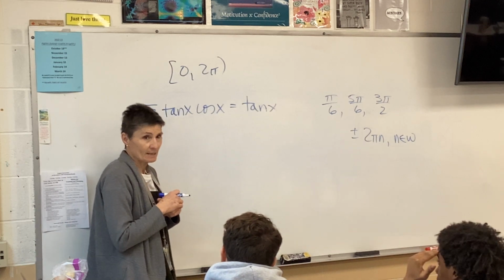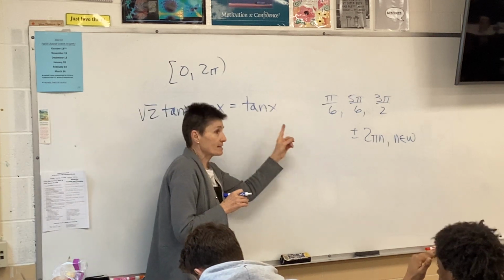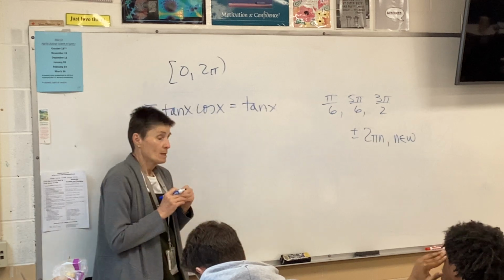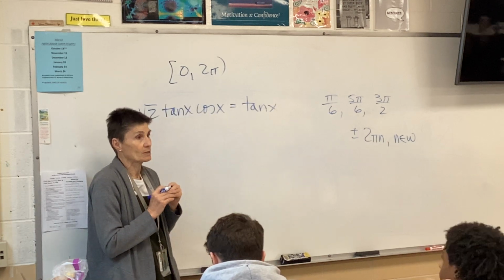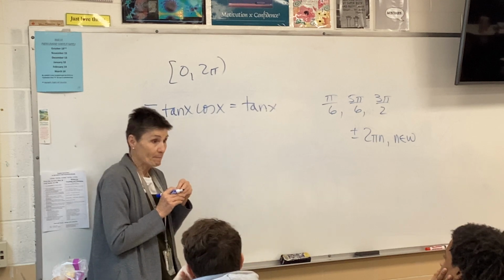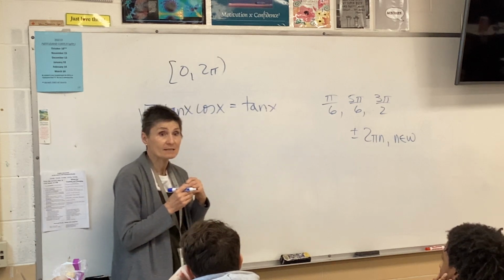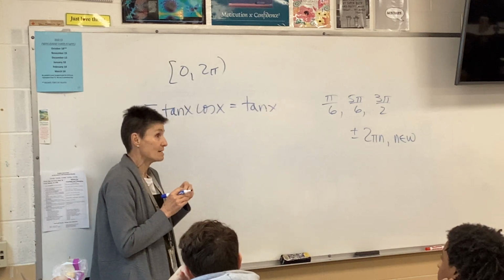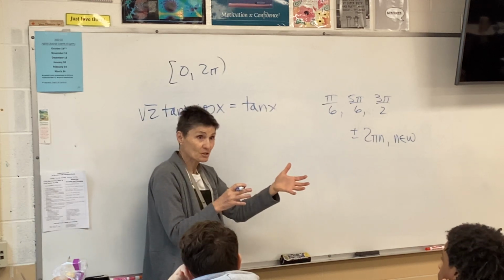Wouldn't that be convenient? The problem is, tan x is a variable. Are you allowed to divide by variables? No, because why? They might be 0. You don't know what tan x is, and you can't divide by something that could be 0. Does that make sense to you?